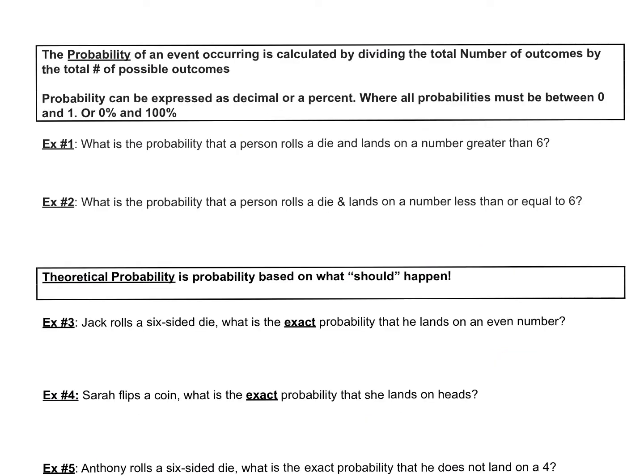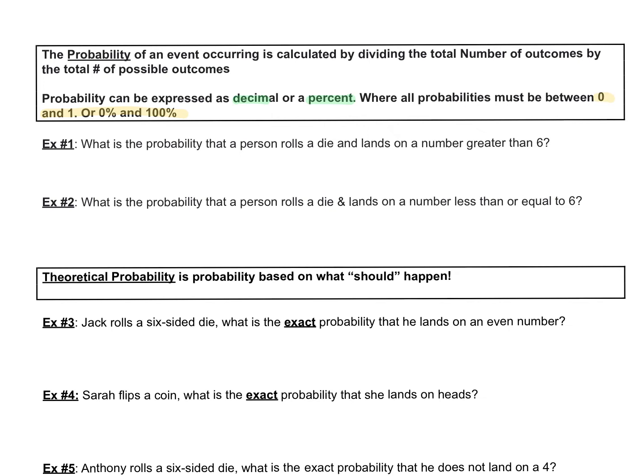So let's talk about probability for a second. The probability of an event occurring is calculated by dividing the number of favorable outcomes by the total number of possible outcomes. So probability can be expressed as a decimal, this is important, or a percent, where all probabilities must be between 0 and 1, or 0% and 100%.